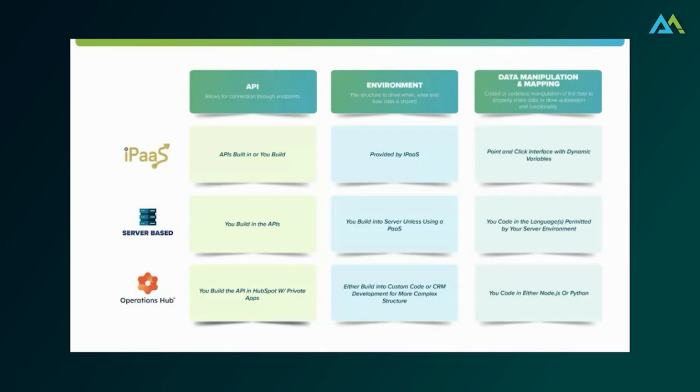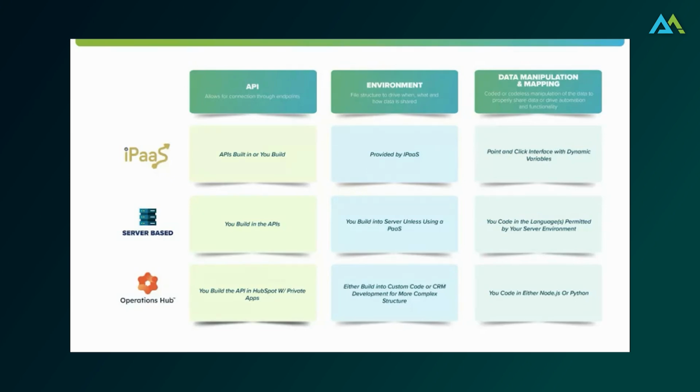Operations Hub is somewhere kind of in between a server-based and an iPaaS type solution, okay? Because you can build your entire integration into the custom coded workflow itself. And that makes it almost like a PaaS, which is a platform as a service, where we have more flexibility in the coding languages that we use, but we have a more standardized environment and less development work that we have to do.